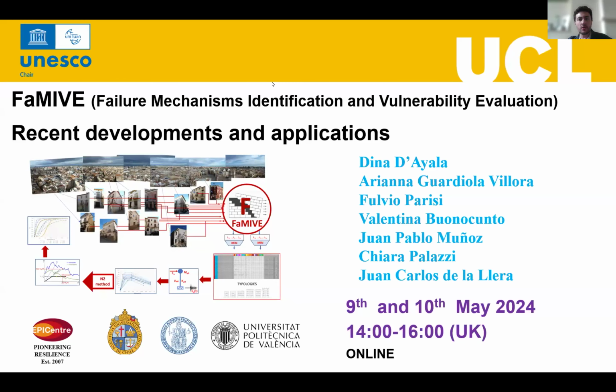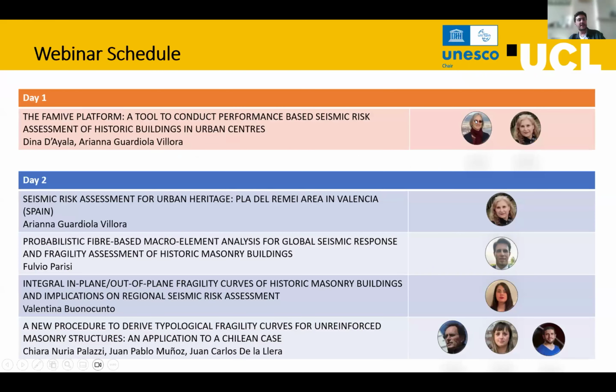So hello everyone, and welcome to this new webinar in which we are going to talk about FaMIVE, Failure Mechanisms Identification and Vulnerability Evaluation. This is the first of two day seminars that we are going to have. Today we are going to talk about the FaMIVE platform, a tool to conduct performance-based seismic risk assessment of historic buildings in urban centers.